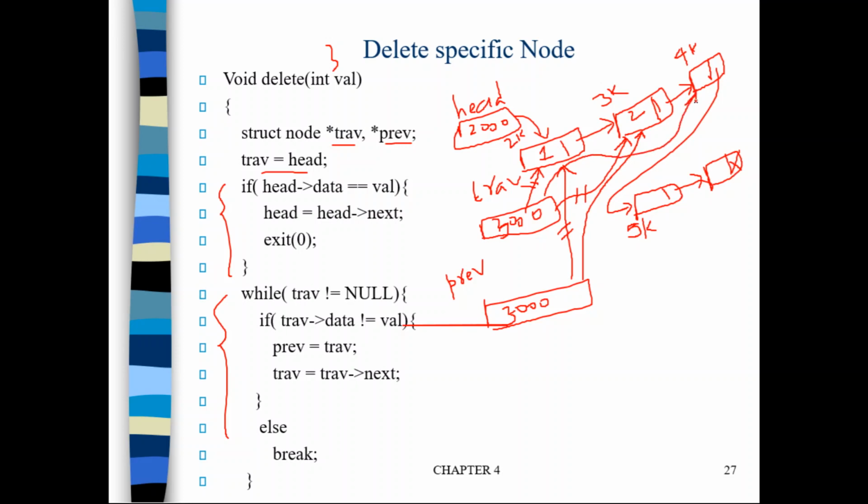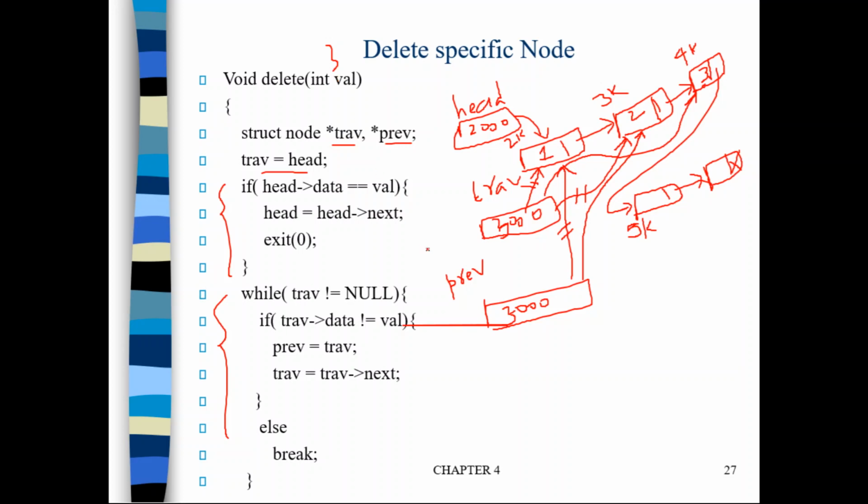And what is its data part? 3. Then we check, while traverse not equal to null. Is traverse null? No, it's not null. If traverse arrow data not equal to val, is it not equal to val? No, it's equal to val. Its data is 3. The value is also 3.